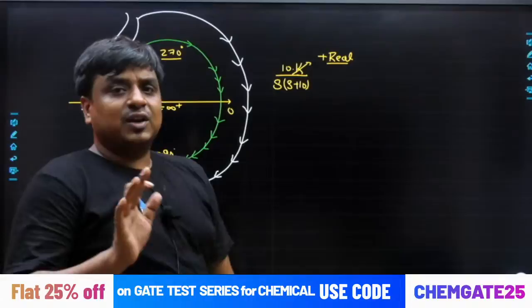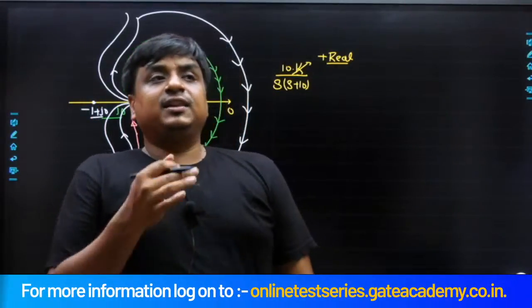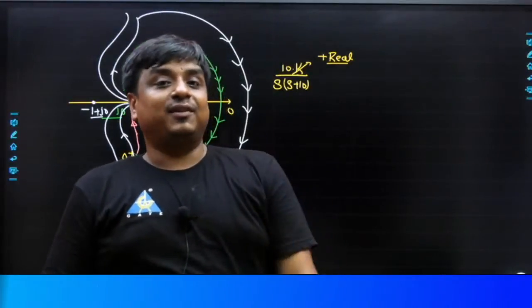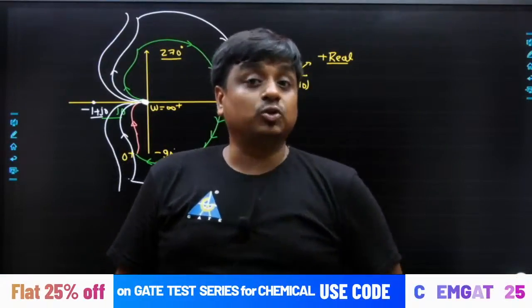I know many of the students, what they would do, first they would calculate the phase crossover frequency omega PC. And they would say, sir, the valid omega PC is not available for this particular problem, and hence the value of gain margin is simply infinity. That is not the correct way to solve the problem related to the gain margin.